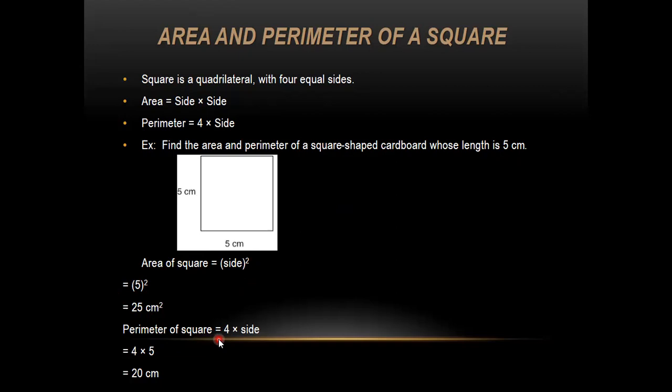Next, the perimeter of a square formula is 4 into S. So 4 into 5, that means 4 5s are 20 centimeter.